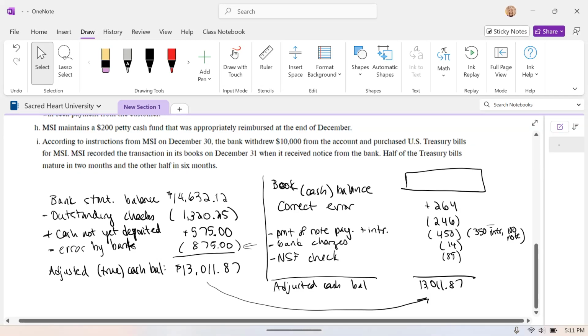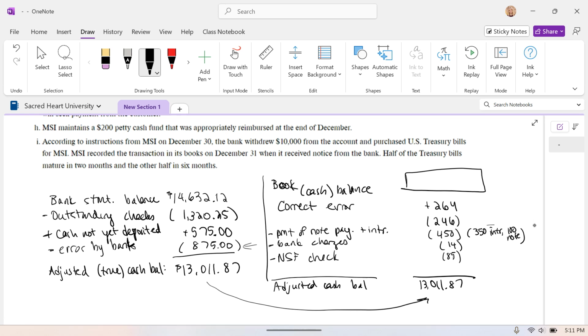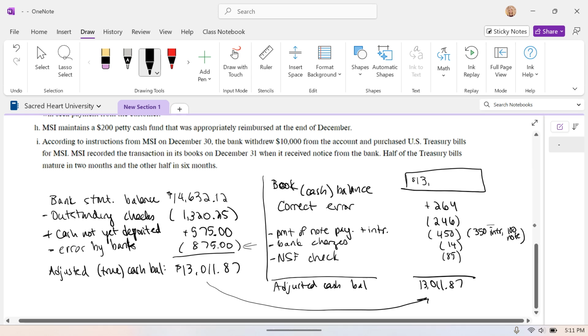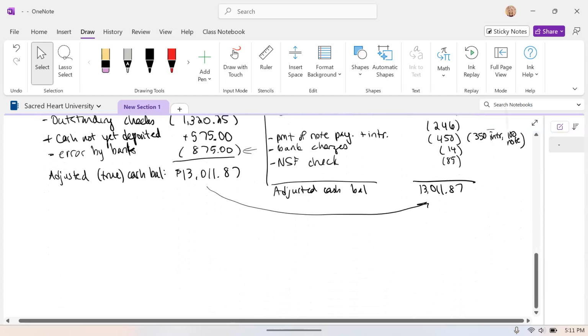And then what I can do is sum: cash balance plus 264 minus 246 minus 450 minus 14 minus 85 equals 13,011.87. And we can back into what this book or cash balance must be, and it should work out to be $13,542.87. Okay, so now we have our bank reconciliation completed.